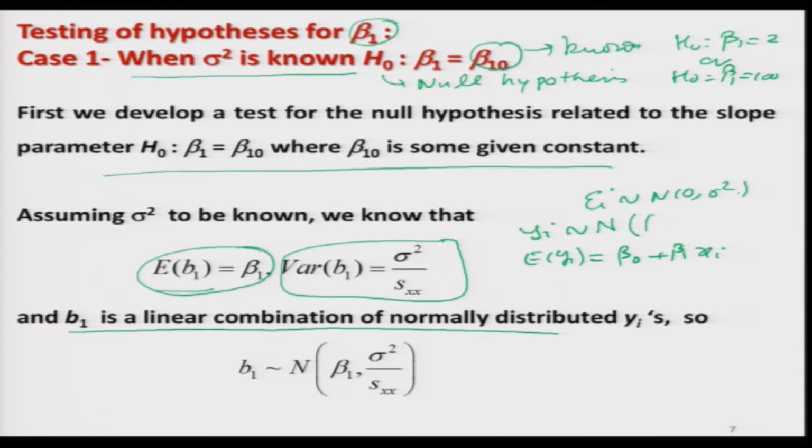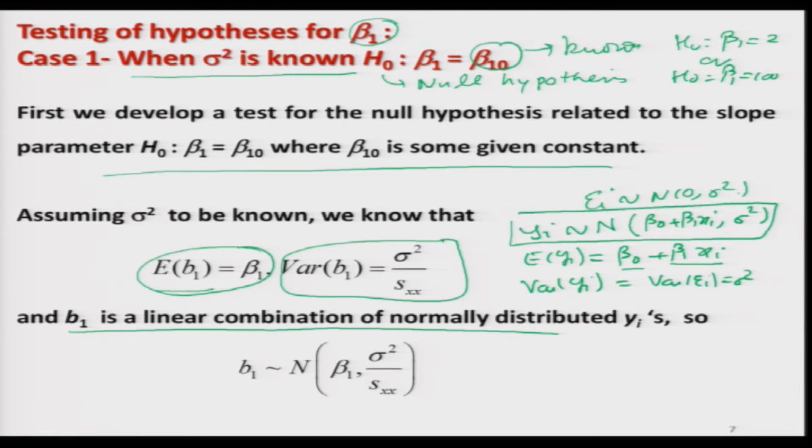So, this will be the mean, beta 0 plus beta 1 x i. And what will be the variance of y i? That will be the variance of beta 0, which is constant, so 0, plus the variance of beta 1 x i, which is constant, so 0. So that will be the same as the variance of epsilon i, which is sigma square. So, I can write down here that y i follows a normal distribution with mean beta 0 plus beta 1 x i and variance sigma square.